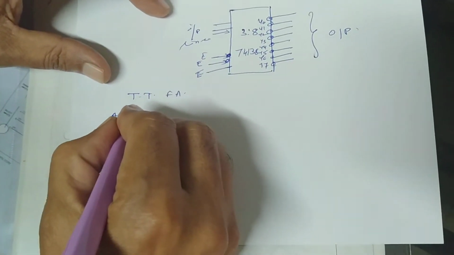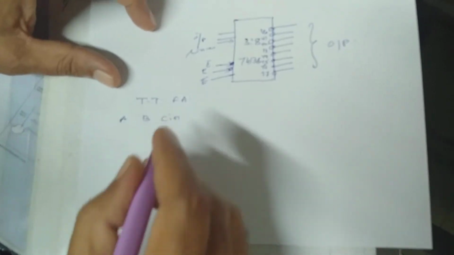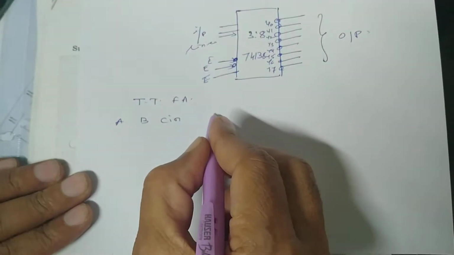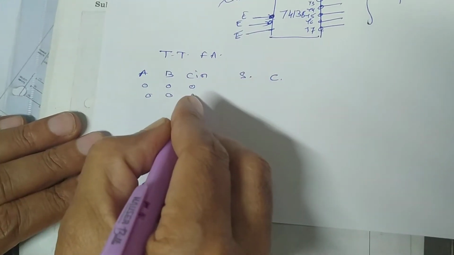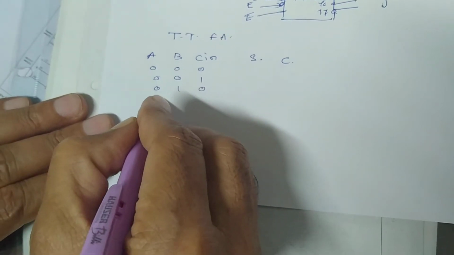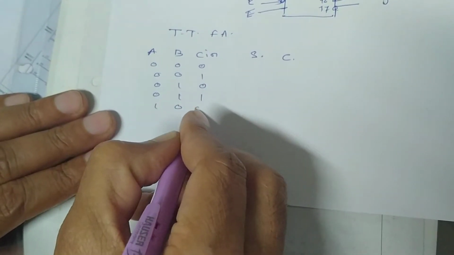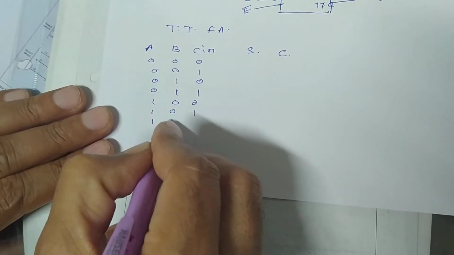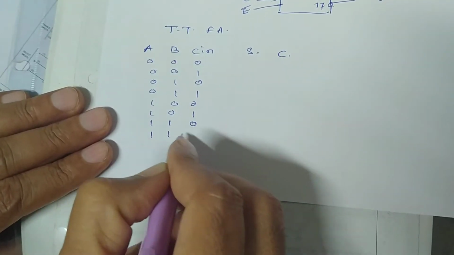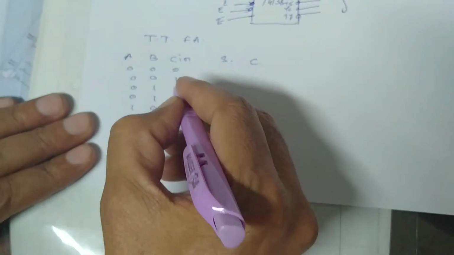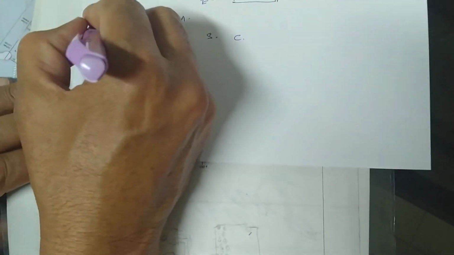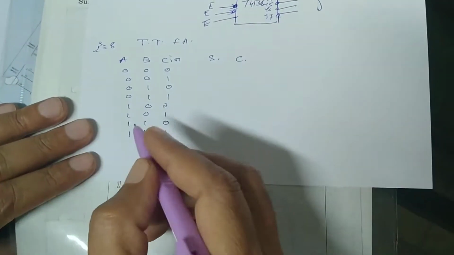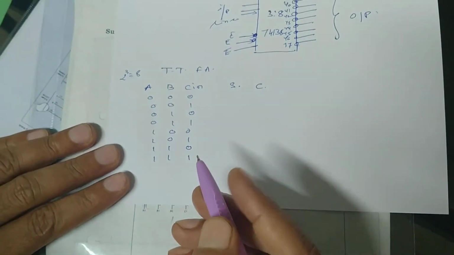A input, B input, Cin are the inputs, sum and carry are the outputs. Possible combinations of input are 000, 001, 010, 011, 100, 101, 110 and 111. These are the 8 states, 2 raised to 3 is equal to 8 states, so 0 to 7.